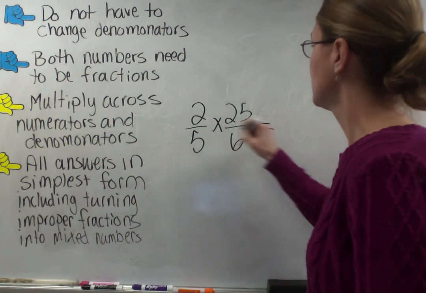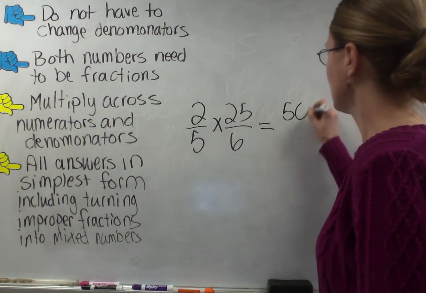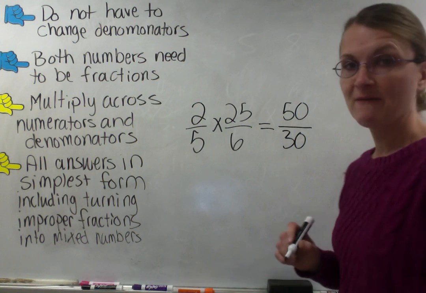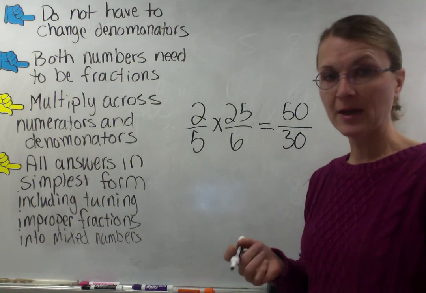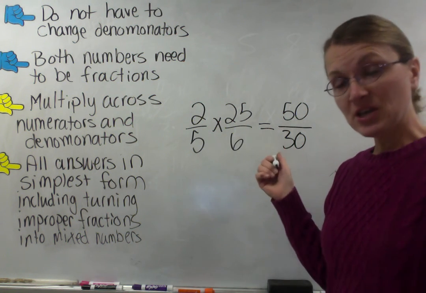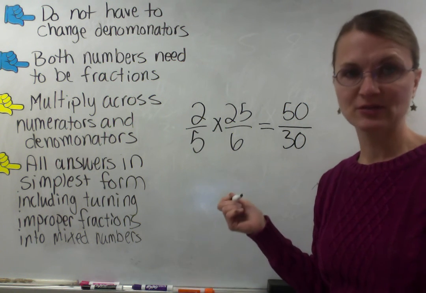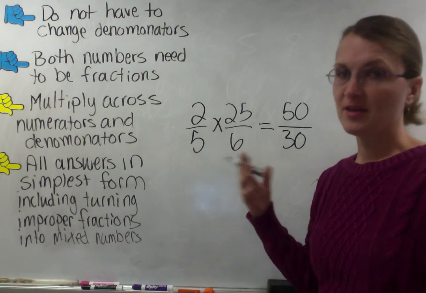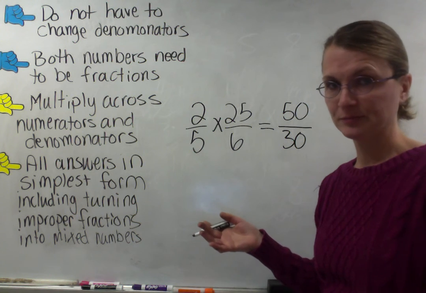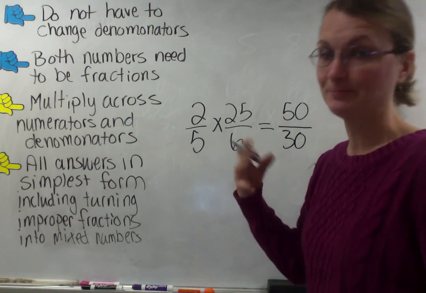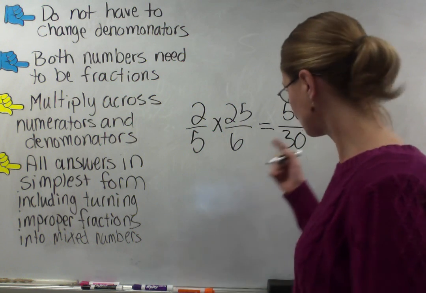Multiply across. So 2 times 25 is 50. Oh, that was a nice easy one. And then 5 times 6 is 30. So you have 50/30ths, okay? When you get to your answer, you have to do a couple things. If it's an improper fraction, you're going to have to turn it into a mixed number, and then make sure it's in simplest form. If it's a fraction, you just have to make sure it's in simplest form. But if it's an improper fraction, it needs to be turned into a mixed number.